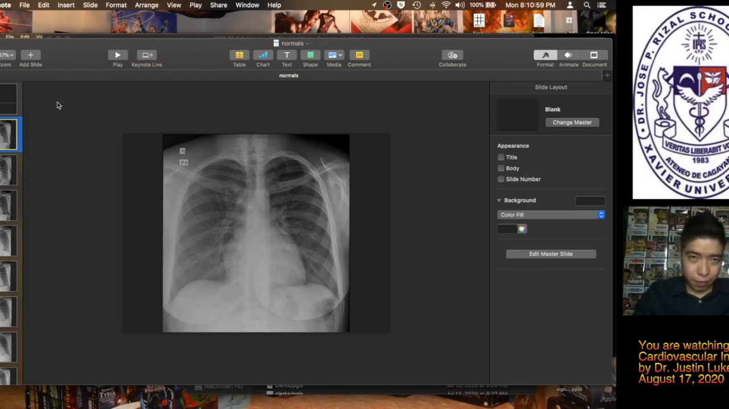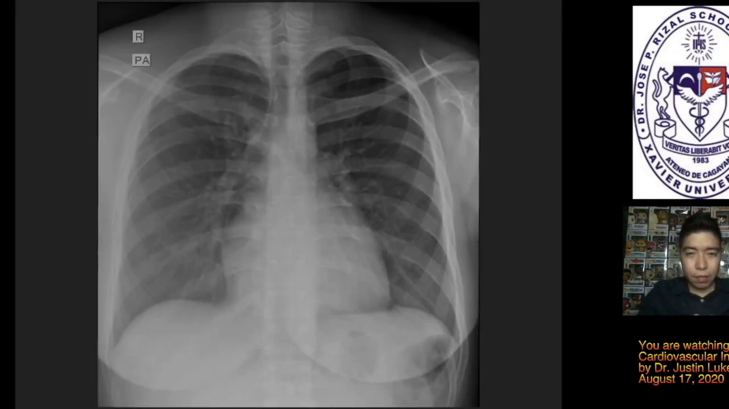Before I go on discussing the different pathologies that relate to cardiovascular imaging, first I would like to present to you several normal chest x-rays. This is to help your mind and your eyes visualize what is normal, because only by knowing the normal can we know what is abnormal.